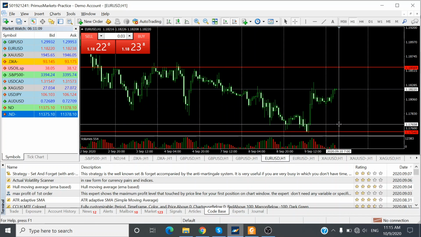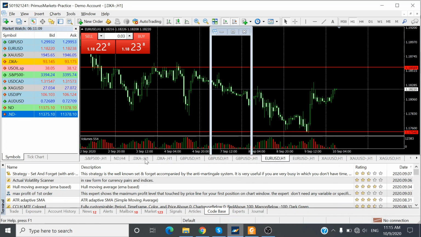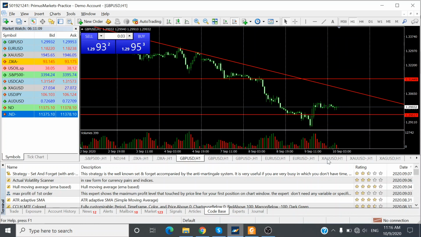to at least 1.1765, which is about 57 pips to the downside, or even all the way down to 1.1753, which is about 68 pips to the downside. So that would be the ranges for the US dollar movement and also for the UK pound and euro dollar.